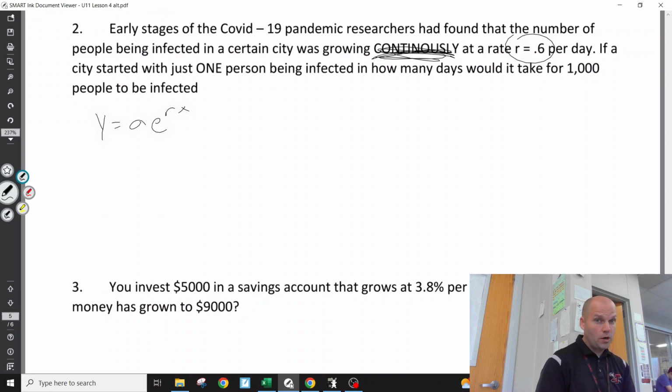So you start with just one person being infected. How many days would it take for 1,000 people to be infected? So future is 1,000. We're starting with one person infected. We have 0.6x in the exponent. Doing the steps, I would divide by 1. Dividing by 1 is not going to change it, but it gets rid of the 1.